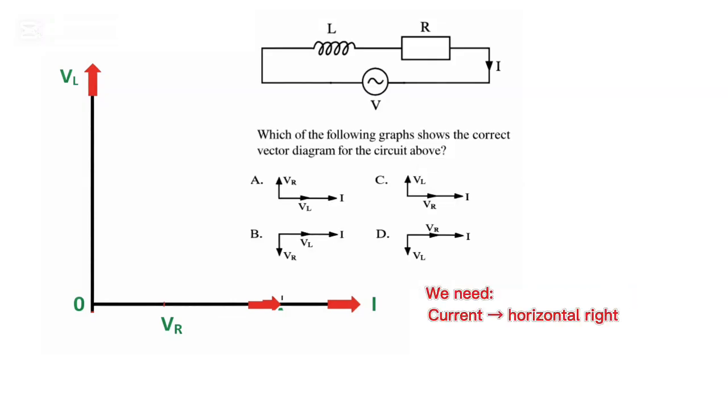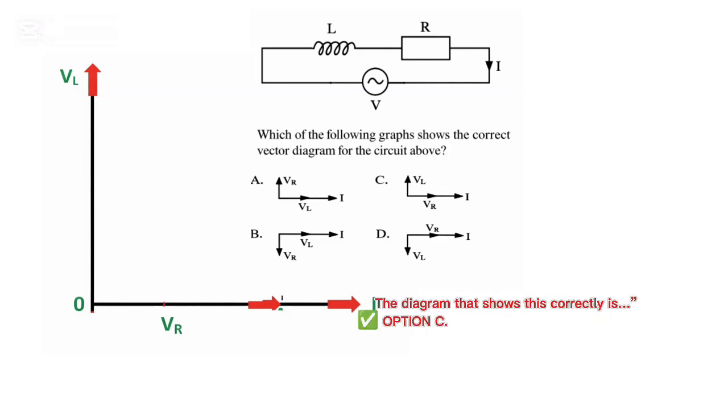We need current, horizontal right. Voltage across the resistor VR, horizontal right, same line. Voltage across the inductor VL, vertical upward. The diagram that shows this correctly is option C.